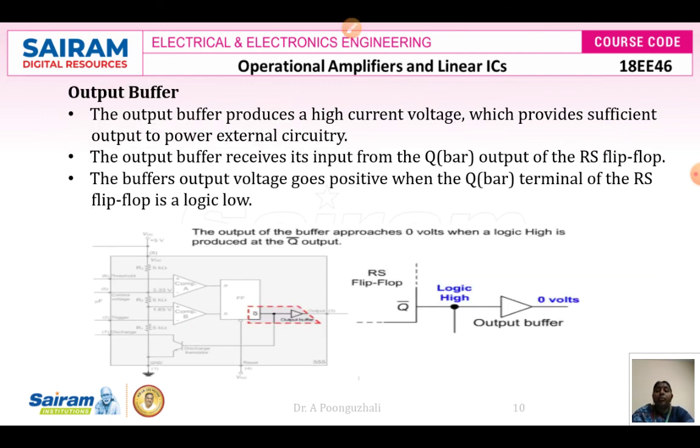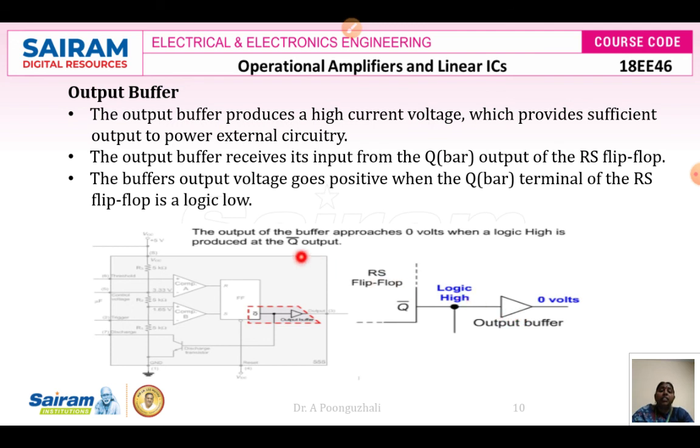So next is your output buffer. The output buffer is nothing but it is going to produce a high current or a voltage there, which is going to produce a sufficient output to power the external circuitry there. So here in this case it is going to act like an inverter. The output buffer is going to receive its input from the Q bar output of the RS flip-flop. So this buffer output voltage goes positive when the Q bar terminal of the RS flip-flop is a logic low. That means that this is going to act like an inverter.